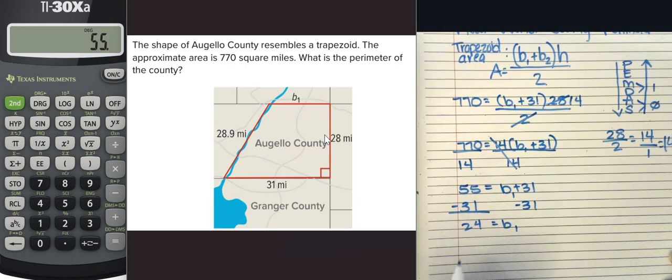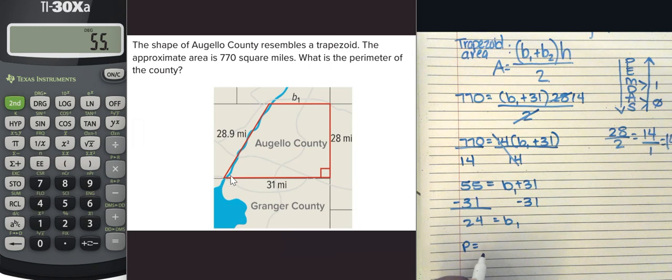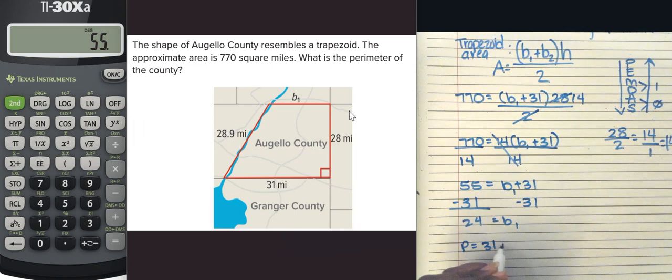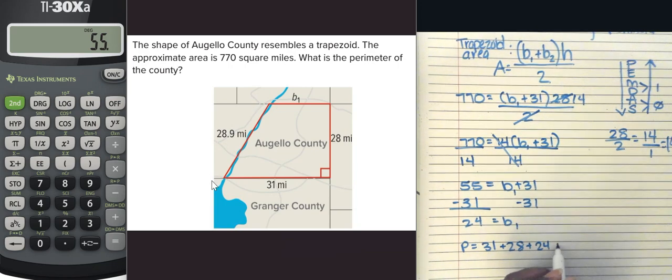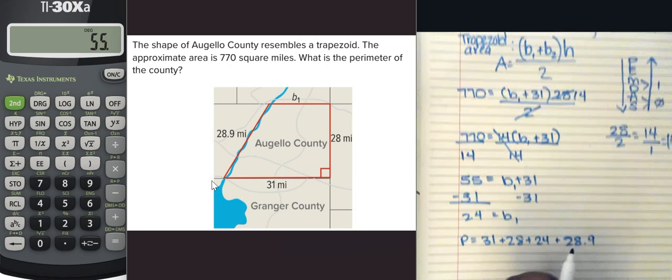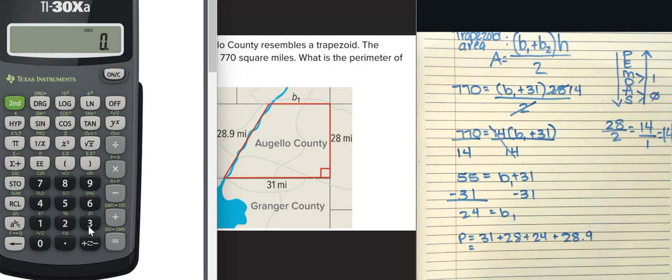Now what I need to do is figure out the perimeter by adding up all those sides. I'm going to start with base 2, from the bottom, and work my way around. So we have 31, and now we have 28, plus base 1, which we now know is 24, plus 28.9. So what do we end up with? We have 31 plus 28 plus 24 plus 28.9.